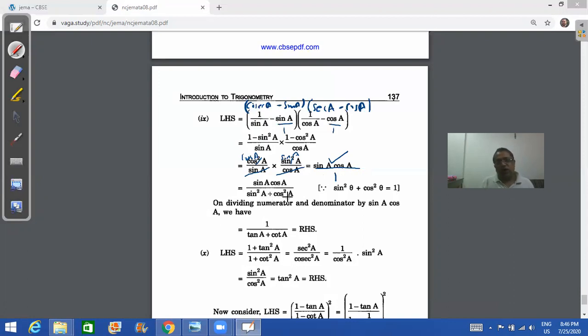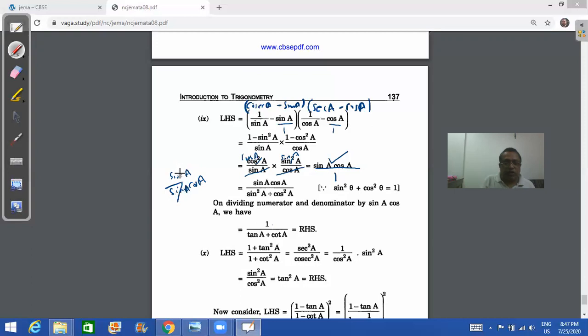Okay. And now I want to convert into tan and cot. So what I'm going to do is that the numerator has to be 1. The numerator has to be 1. So how do I get here 1? I will divide each of these terms by sin A cos A. So when I'm dividing this by sin A cos A, this is going to come 1.